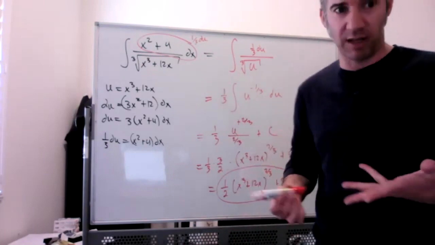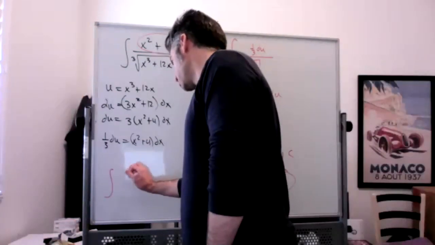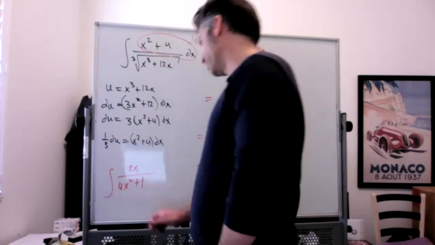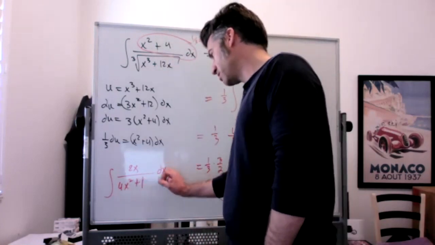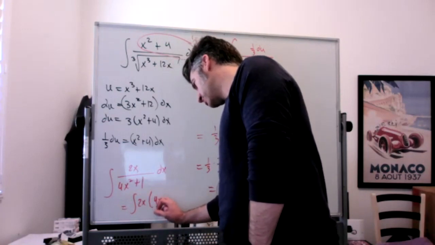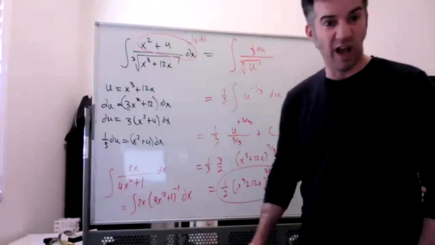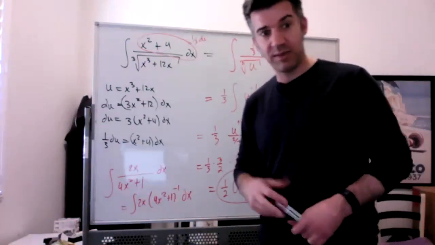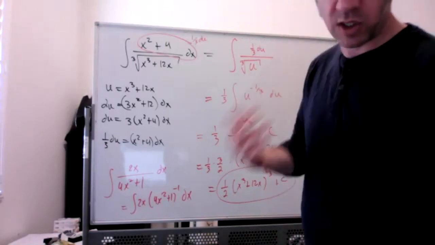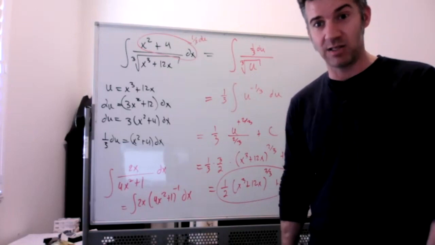Because if I had the integral of say 2x over 4x squared plus 1, being in the denominator means you're really in the function being raised to the negative first power. You're still stuck. So if something is stuck somewhere, that is almost always where you want to start. Maybe it doesn't work out, but that's always the best first guess as to what you should choose for u.